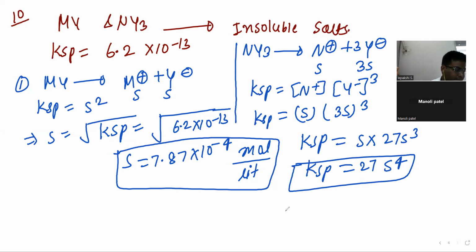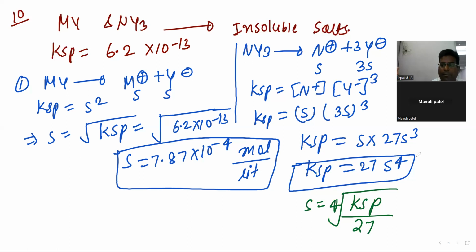Now you have to find the S value. So S will be the fourth root of Ksp divided by 27. Why? Because the power is 4 now. After putting in the values, it comes out to be 3.89 × 10⁻⁴ mole per liter. So this will be the answer.